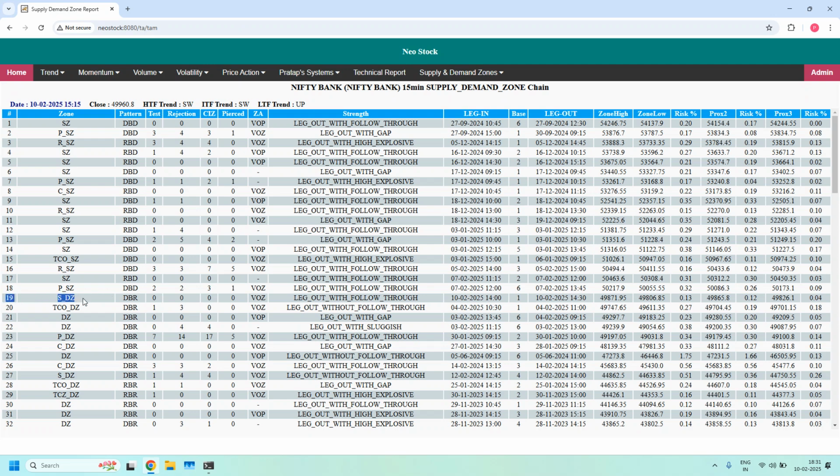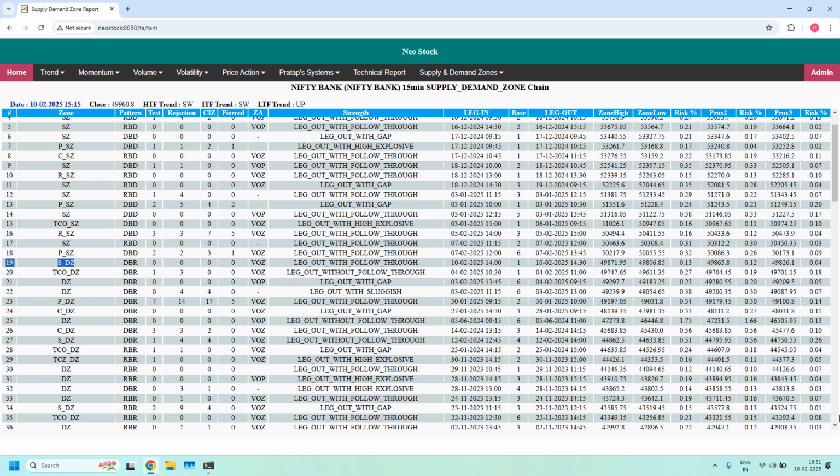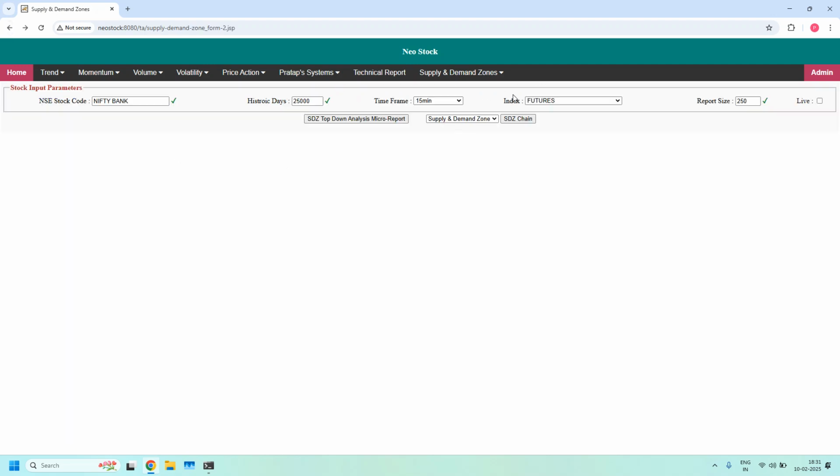Nineteenth is the nearest demand zone to the current closing price. Let me put it in the center by scrolling some more. Okay. Next, 5 minutes supply demand zone chain for Bank Nifty.